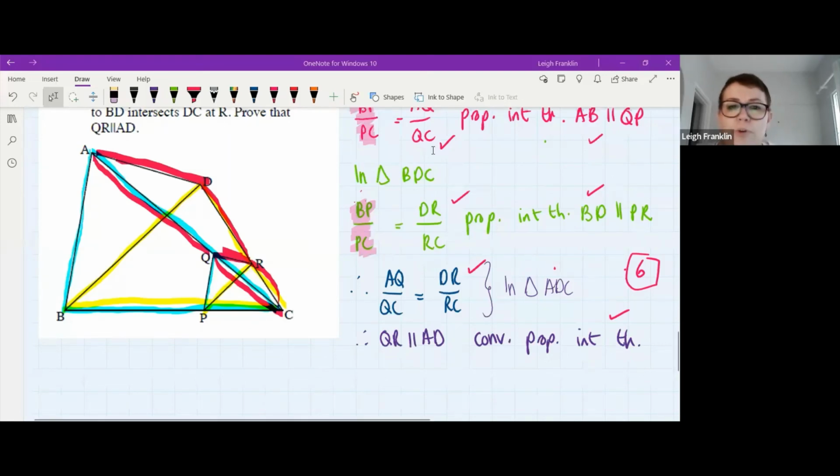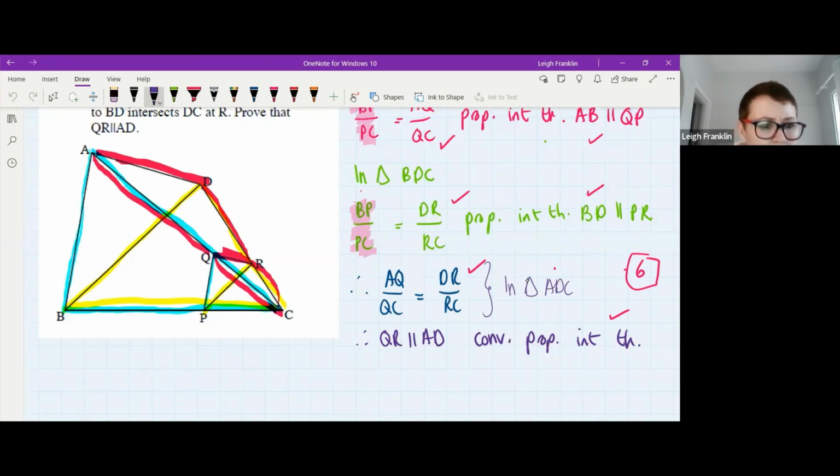Yes, ma'am. Go for it, Loyiso. I wanted to ask, ma'am, would it be marked wrong if in the exam, and you know, ma'am, when you're writing an exam and your head is buzzing, so what you do is you take BP over PC is equal to RQ over QC, and then as your conclusion, you write BP over PC is equal to RQ over QC is equal to DR over RC. You write all 3 of the sides down, and you put BP in the middle because it's common in both, and then you take another step down. Then you say AQ over QC is equal to DR over RC.